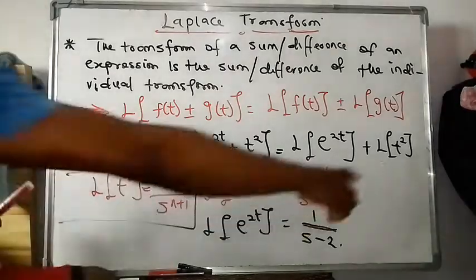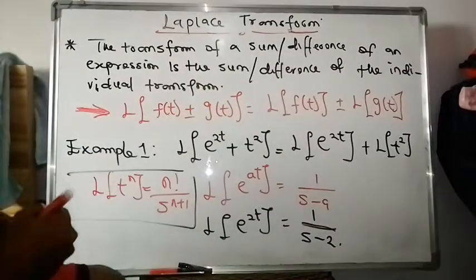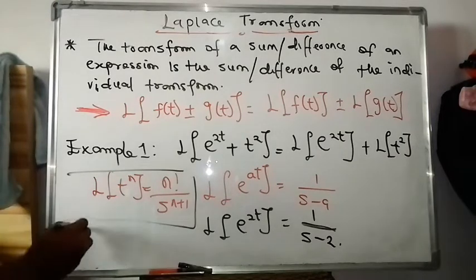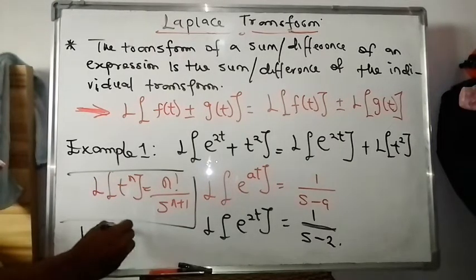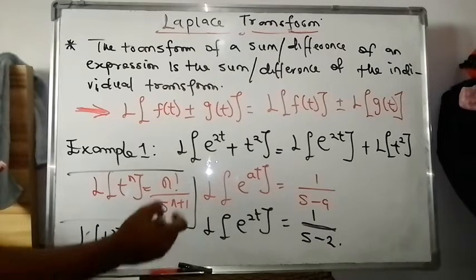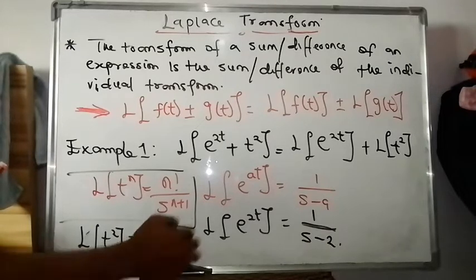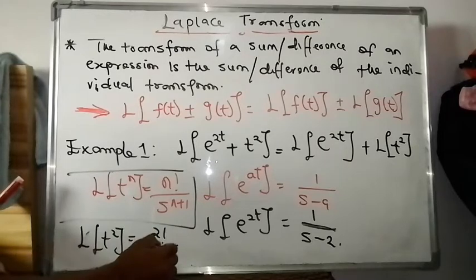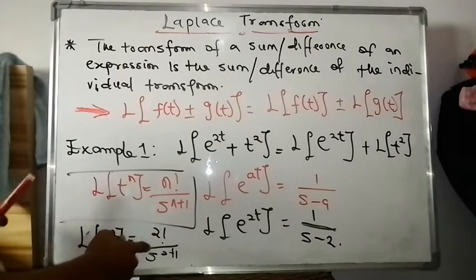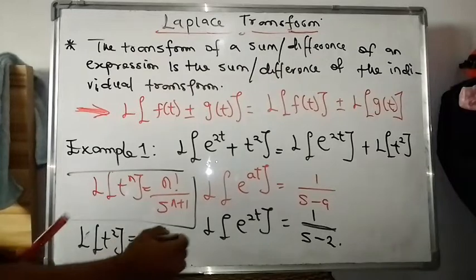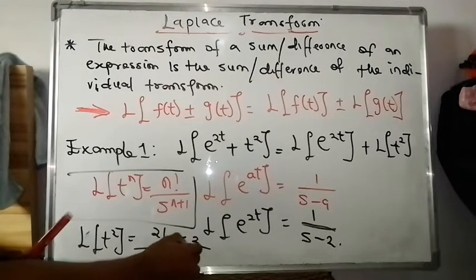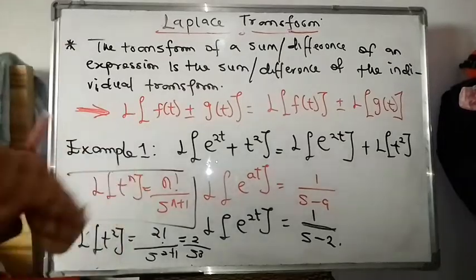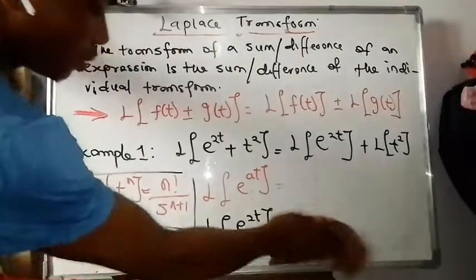So we are going to be using this to solve this. So Laplace of t squared is equal to what? 2 factorial divided by s raised to power 2 plus 1. So 2 factorial divided by s raised to power 2 plus 1, which is equal to 2 divided by s raised to power 3. So let me write it in clearer terms. So we'll be having something like this.